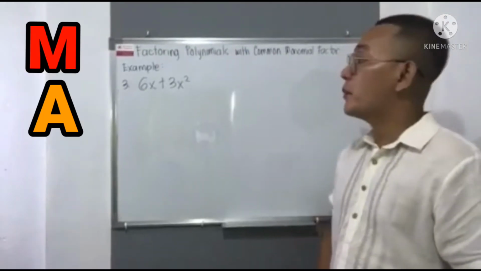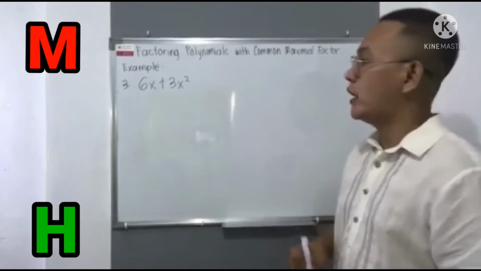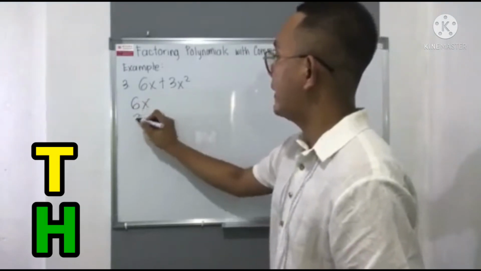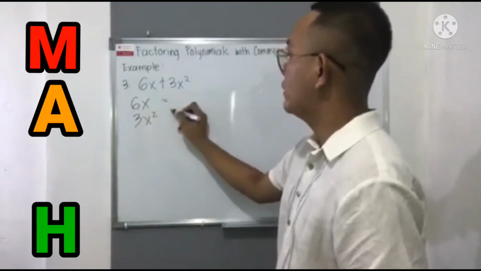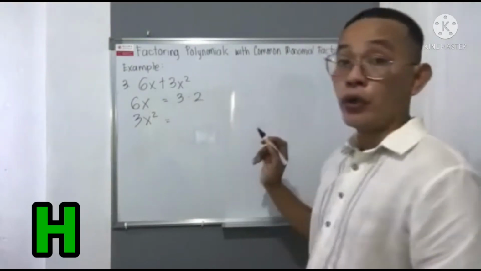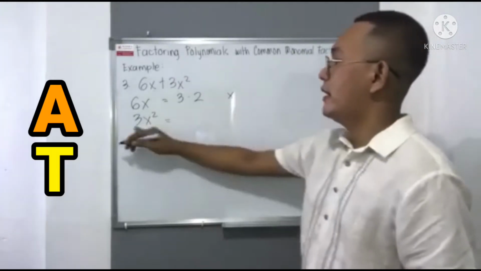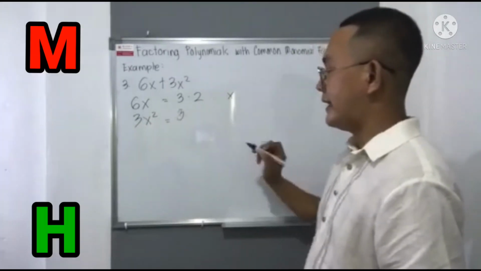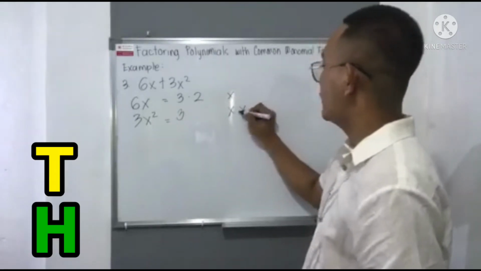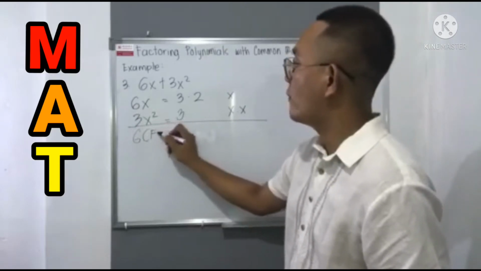Okay, let's have example number 3. We have 6x plus 3x squared. So, kunin natin yung kanilang GCF. We have 6x and then 3x squared. Okay, factor of 6 is 3 times 2 or 2 times 3. Now, we have 1x. And then, factor of 3 is 3 times 1 or 3. And then, we have 2 x's. Okay, now, what is the GCF or what is the greatest common factor?